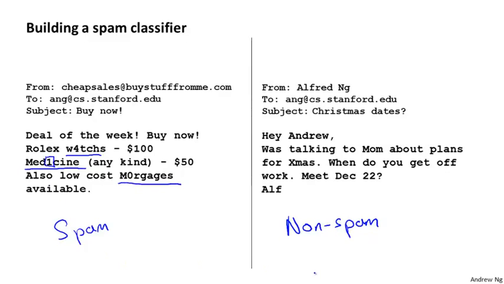Let's say we have a labeled training set of some number of spam emails and some non-spam emails, denoted with labels y equals 1 or 0. How do we build a classifier using supervised learning to distinguish between spam and non-spam?